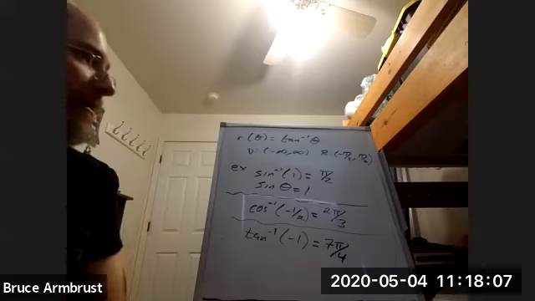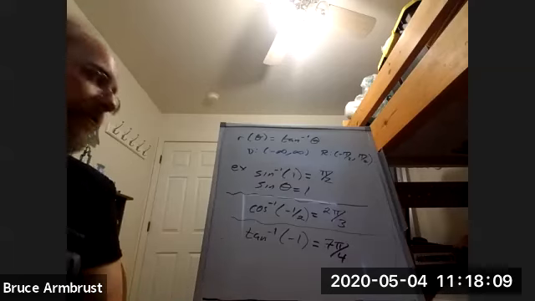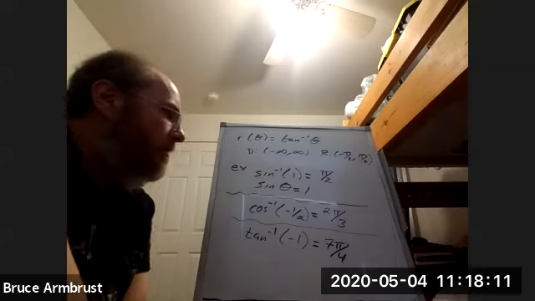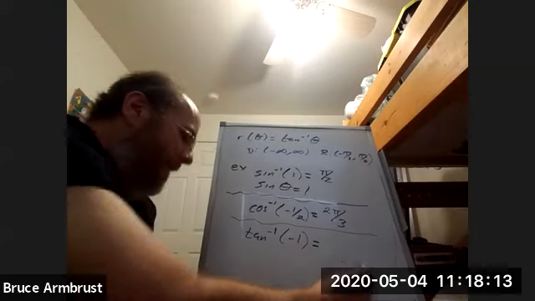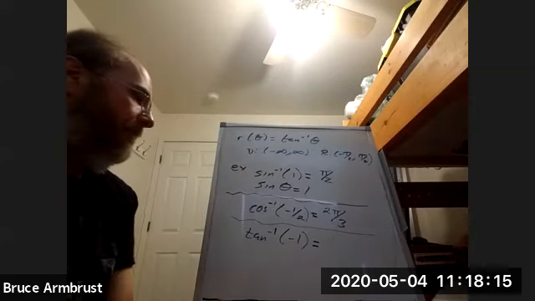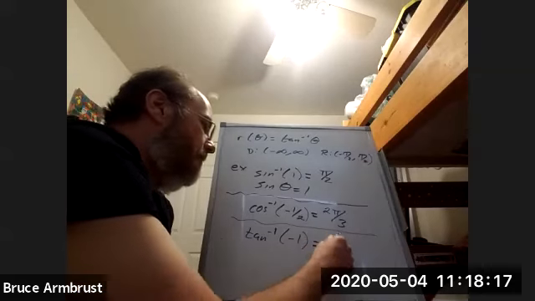So then I see Bella just put up, how about minus pi over 4? Minus pi over 4 is the angle that we're going to get from the inverse tangent of -1.